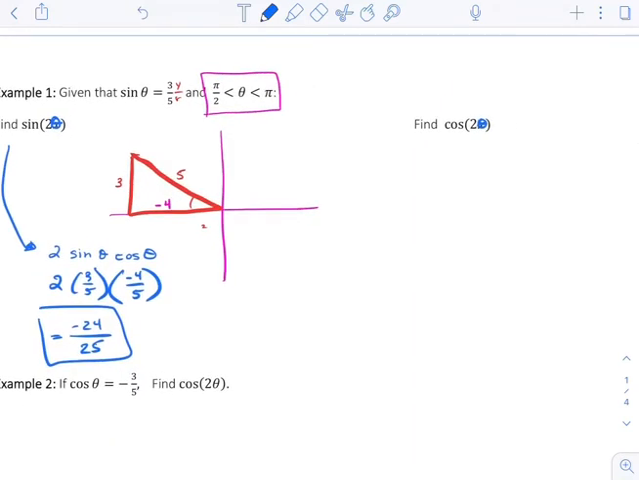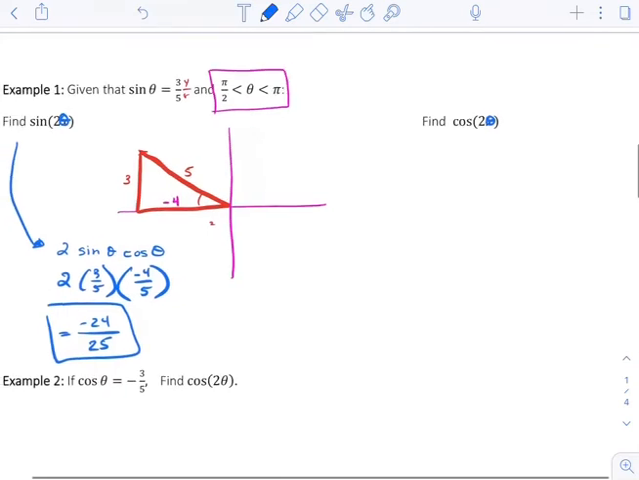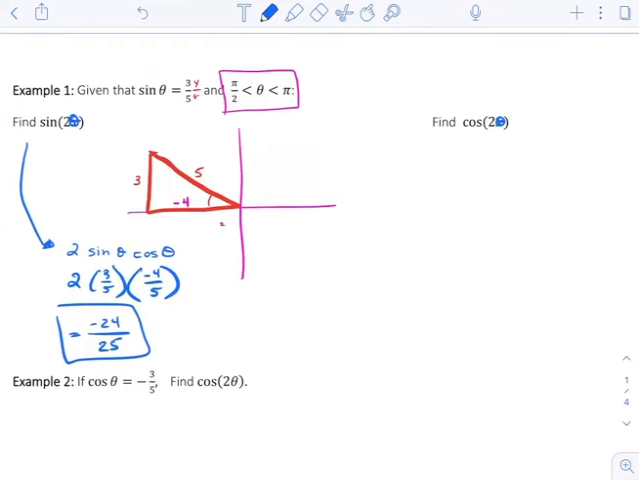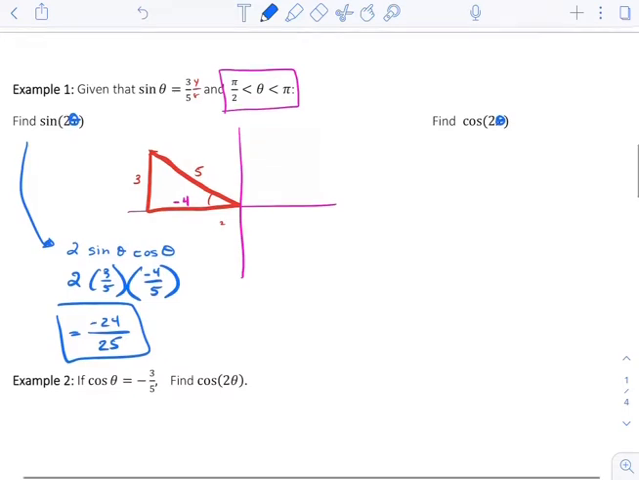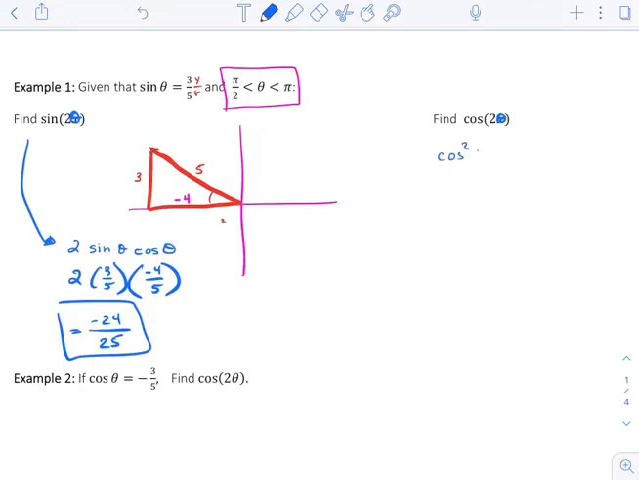Cos double angle theta. So we still have our triangle that applies in this case because it's the same question, still the same theta. I'm going to decide which one to use, whether I should use cos squared theta minus sine squared theta. That's fine. I can use any of them. Let's use this one just because we used cos and sine in the question before. I know cos was negative 4 over 5. But remember, it's squared in this case. That means you square the top and bottom. Sine, we figured out, was 3 over 5.